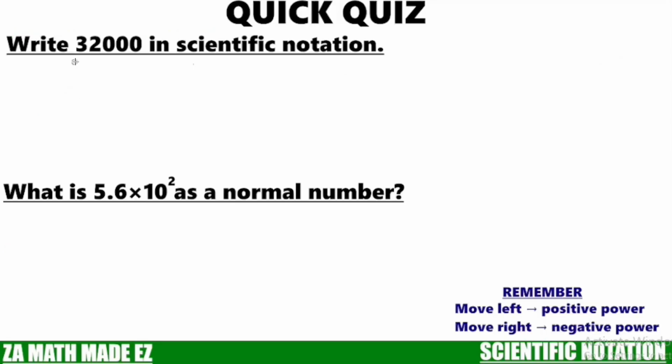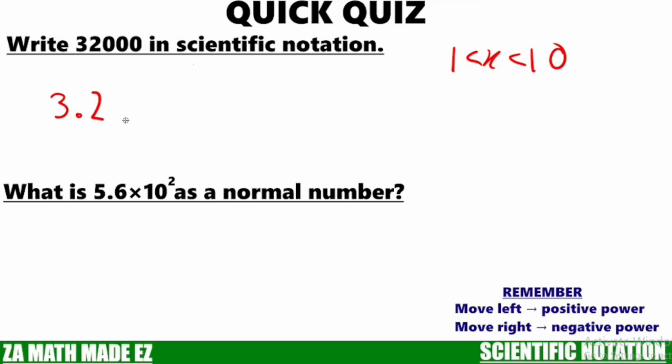Quick quiz. Write 32,000 in scientific notation. So you remember, in scientific notation, you want to get the first number in between 1 and 10. If you use your brain, you can tell very quickly that we want 3.2, because 3.2 is the only number here that we can take that will allow us to get this in between 1 and 10 in scientific notation.